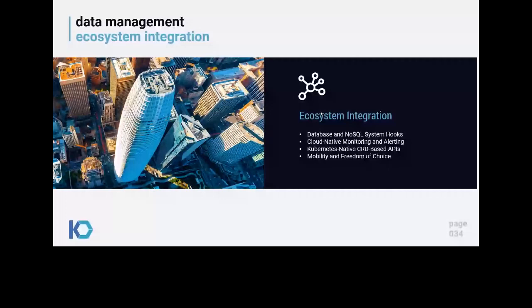And then mobility and freedom of choice. I think this is the strongest piece across Kubernetes in general: the freedom of choice of where you run your workloads today, tomorrow, in a year's time, is completely agnostic.